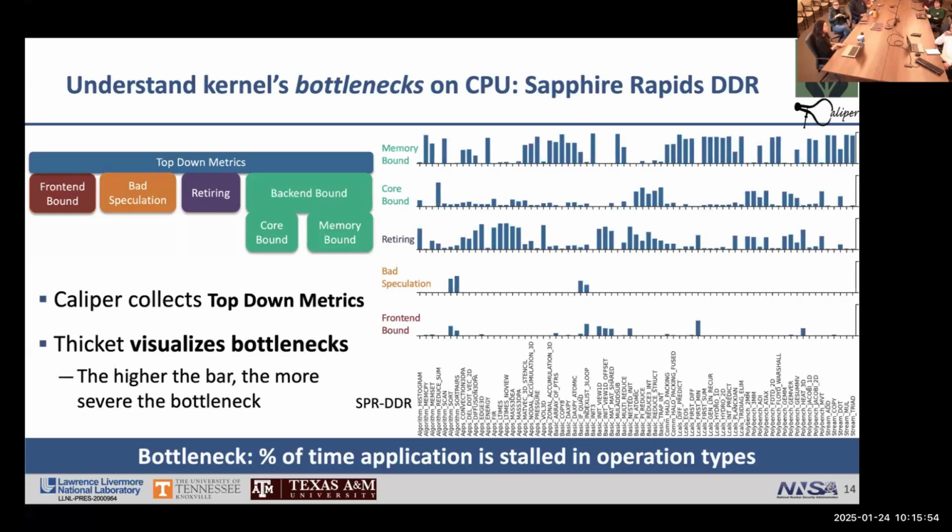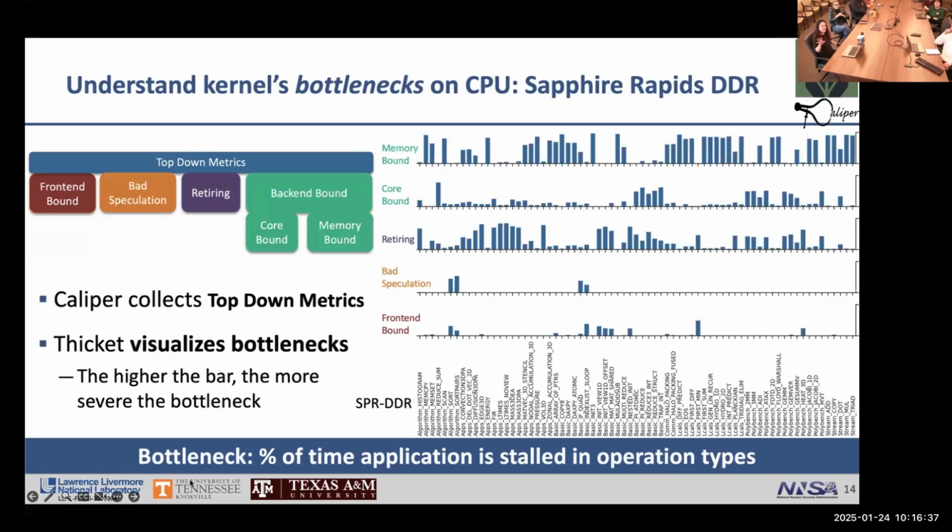Retiring, which is the amount of time spent retiring instructions, and then back-end bound, which for our use case is split into core bound and memory bound. Core bound implies that it's waiting on compute cycles to come back. Memory bound is that the memory, like maybe there are cache misses, things like that. So how much time our applications spend waiting in any of those instruction types can tell us where the bottlenecks are. Caliper is able to collect those metrics, and then we're able to visualize them with Thicket.